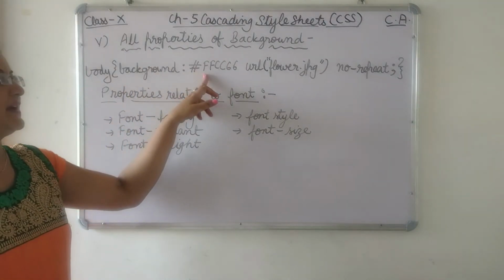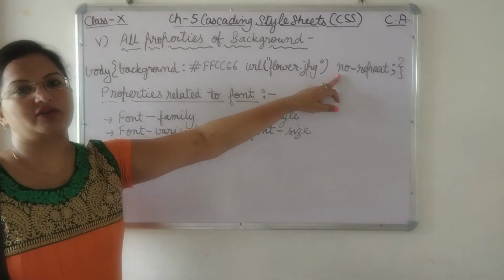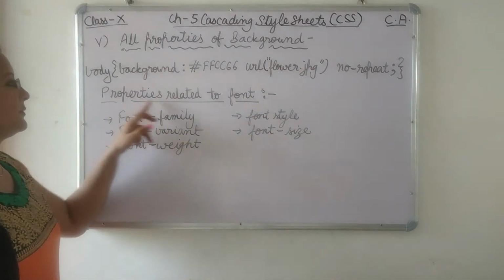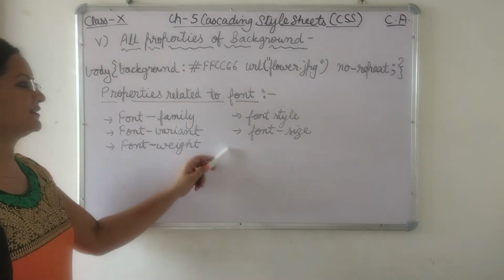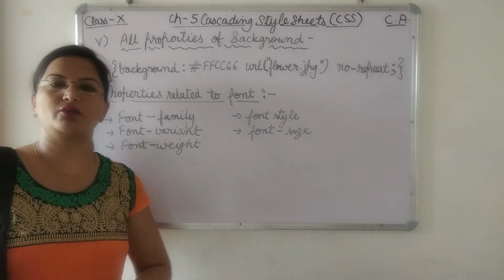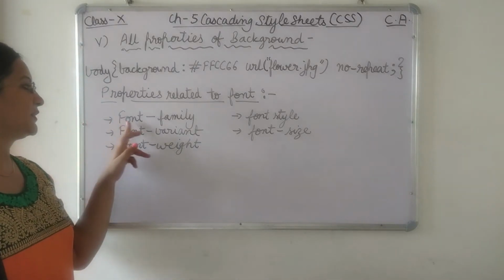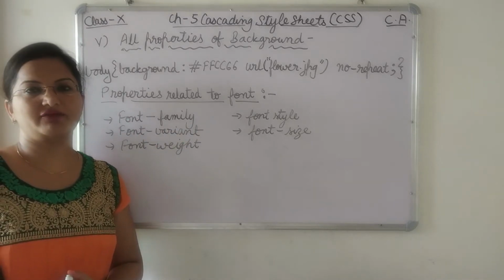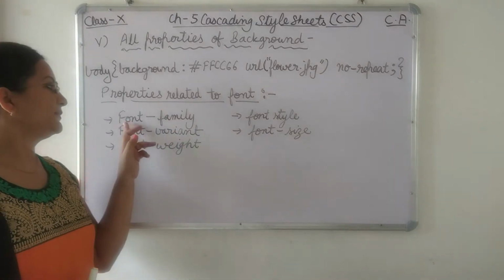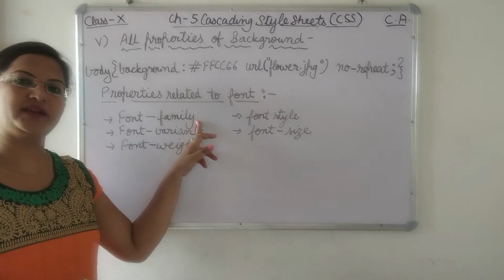That means this will be the background color with this image in the background, and the image will not repeat. Now the properties related to the font. We will study 5 properties related to the text, how we can format the text. So the CSS property is font-family. Font-family is there to change the font type, so you can write font-family Arial, font-family Times New Roman, etc.